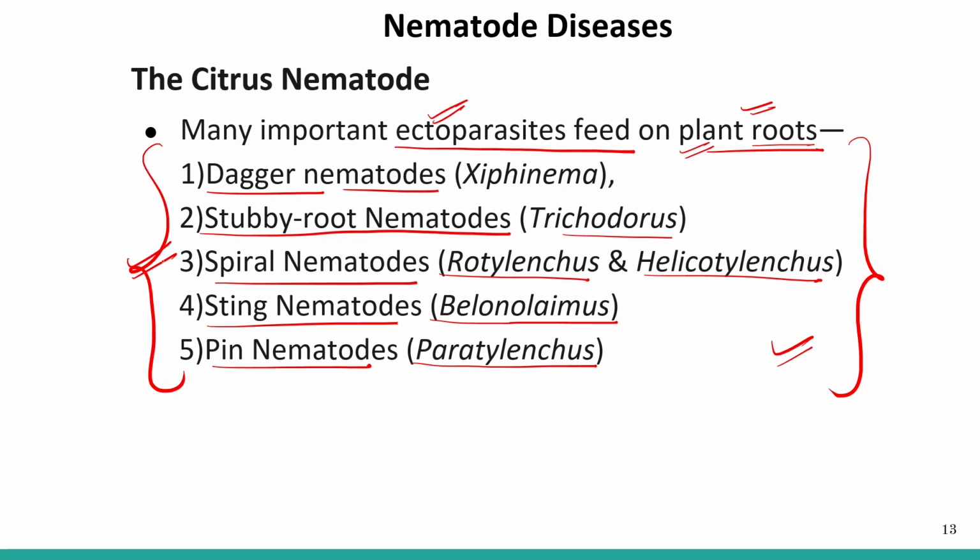You must remember the names of these parasites, because in some questions it can be asked which of the following is an ectoparasite. Three of the options may be endoparasites and one may be an ectoparasite, so any ectoparasite name can be there. You just have to remember that ectoparasites feed on plant roots.